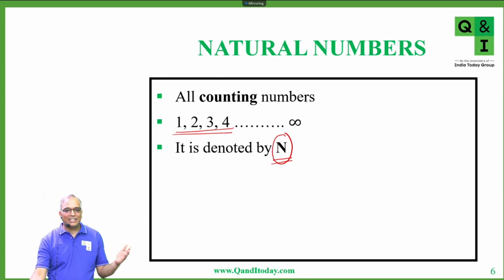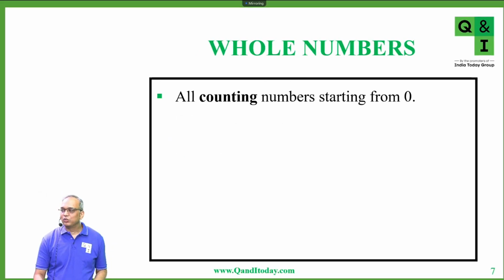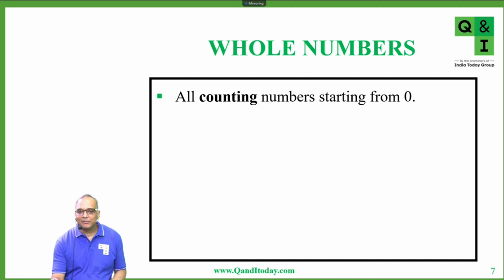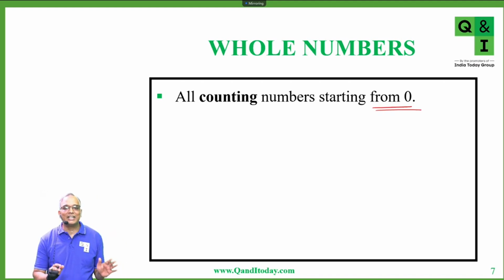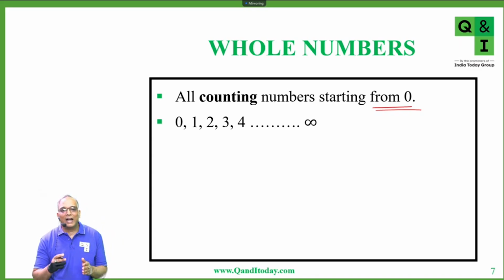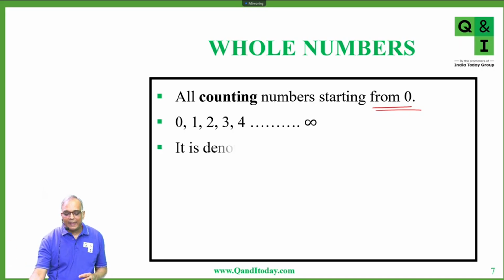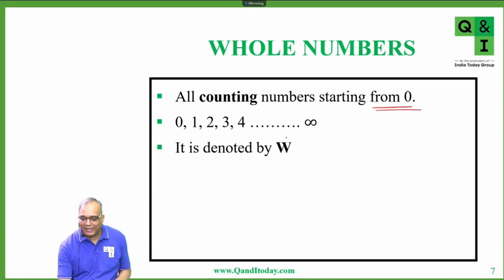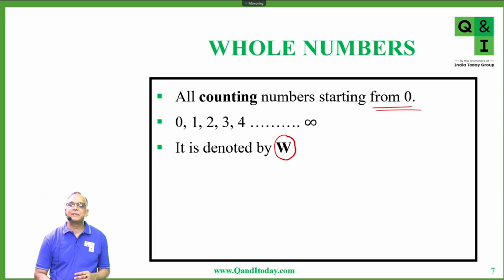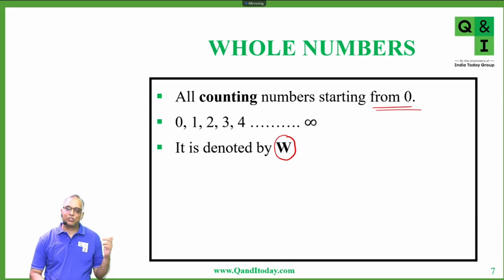Now, the second set which we saw, the set which is bigger than natural numbers, these are whole numbers. So what are whole numbers? All counting numbers starting from 0 are called whole numbers. So for example, 0, 1, 2, 3, 4 up to infinity. And we denote a whole number by a capital W. Again, natural number was capital N, whole number is capital W.